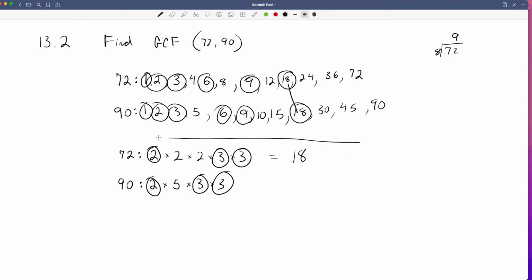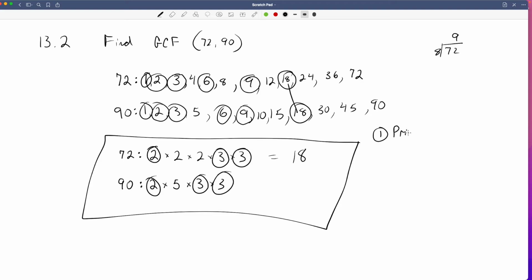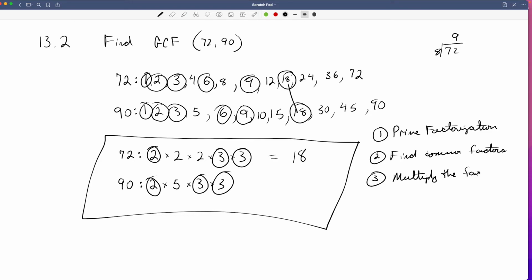The alternative way to find the greatest common factor is to, first of all, do the prime factorization for each number. Second of all, find common factors. And then thirdly, multiply the factors of one set.